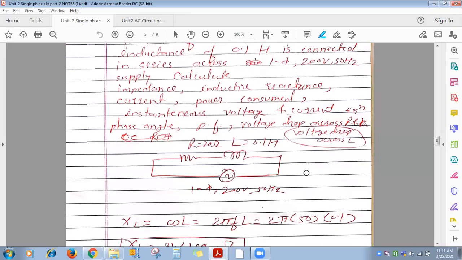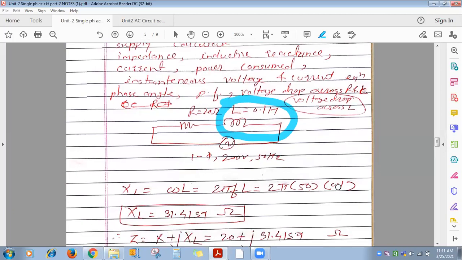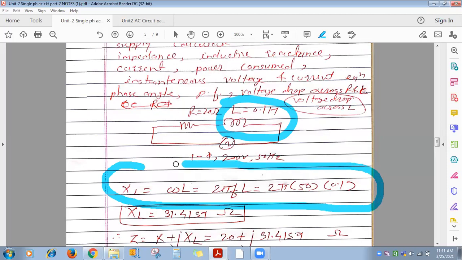L is given, which means we can calculate XL. What is the formula for XL? Omega L, where omega is 2 pi f. Frequency is given as 50 hertz and L is given as 0.1. The unit of XL is ohm. That is how to calculate XL. Got it?